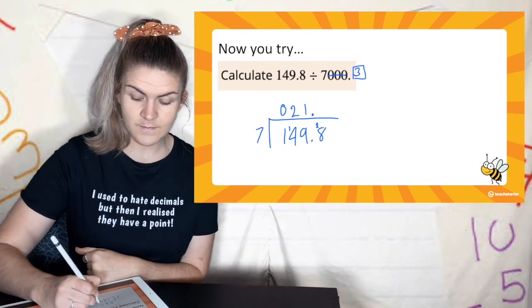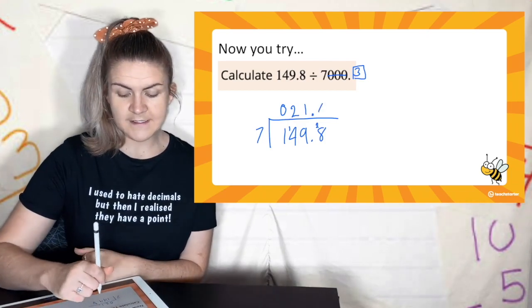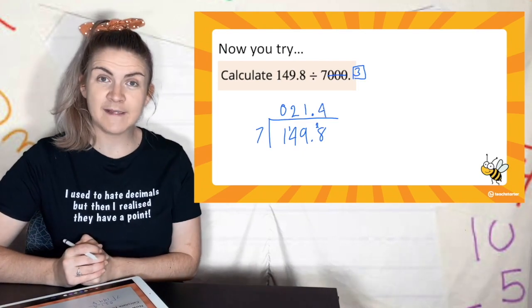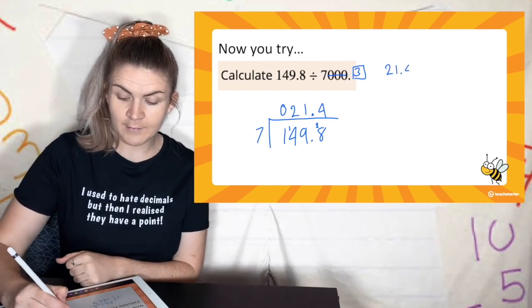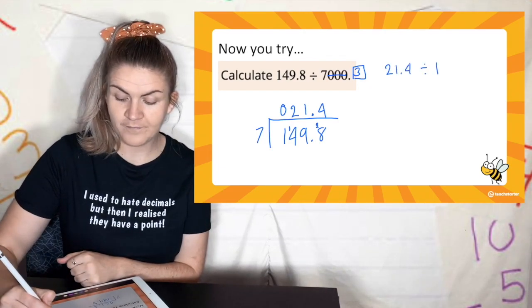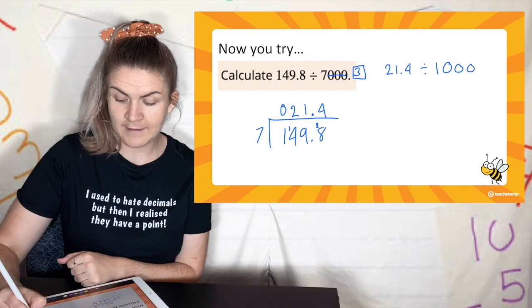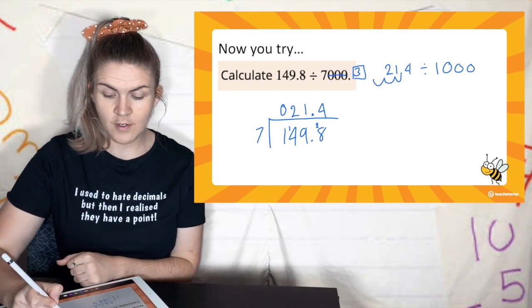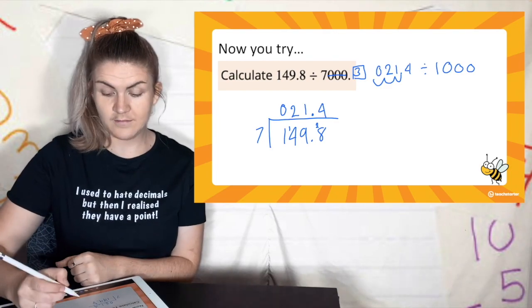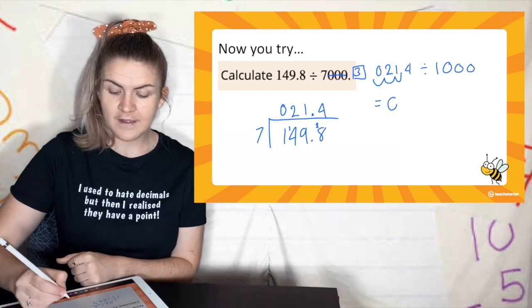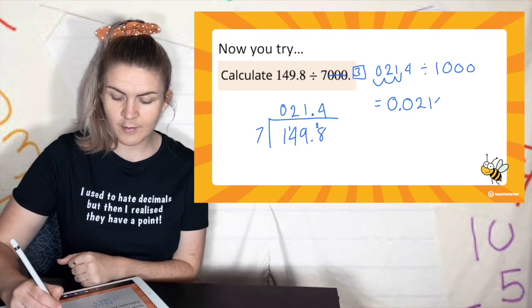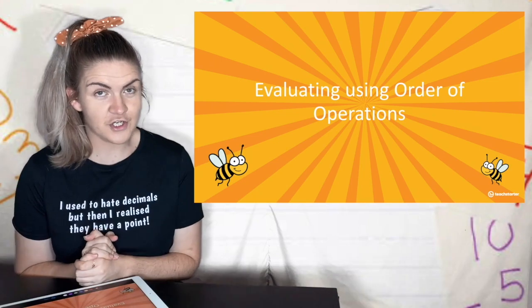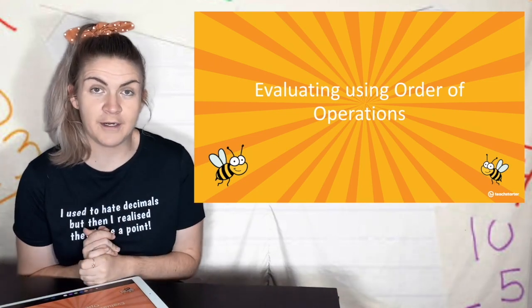I've hit a decimal, so I must put my decimal in. 7 into 28 goes 4, 21.4. But now I must get back my zeros. So I write out what I have. I have 21.4. And now I'm dividing by 1 and I've got 3 zeros. So that's going to move my decimal place 3 spots. 1, 2, 3. So I need another 0 here. That's giving me equals 0.0214.